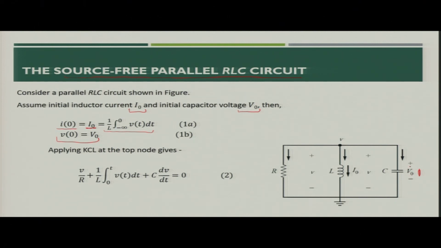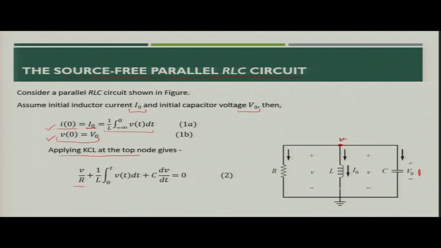Now, if you assume these two initial conditions and the circuit is in parallel, then the best thing is that you can apply Kirchhoff's current law at the node where all the three elements are connected. So, you will say that the sum of the resistor, inductor and capacitor currents will be 0 at this node. Let us assume that the voltage at this node is V. So, the current flowing through the resistor would be V by R.